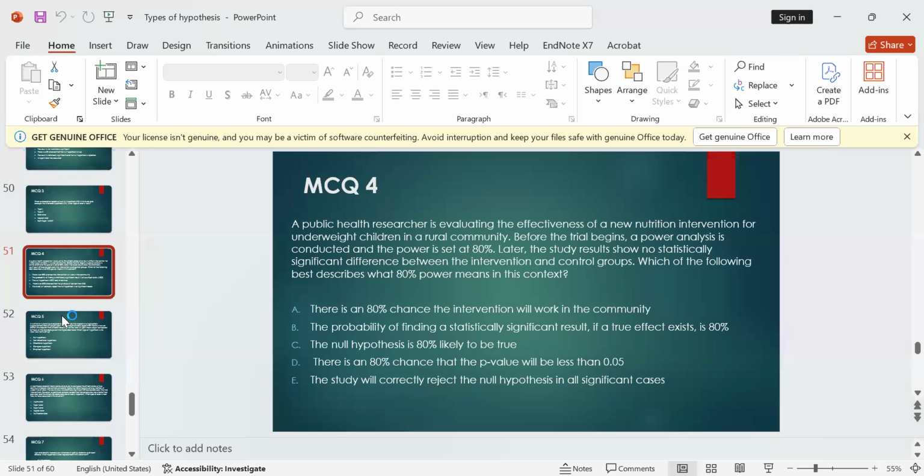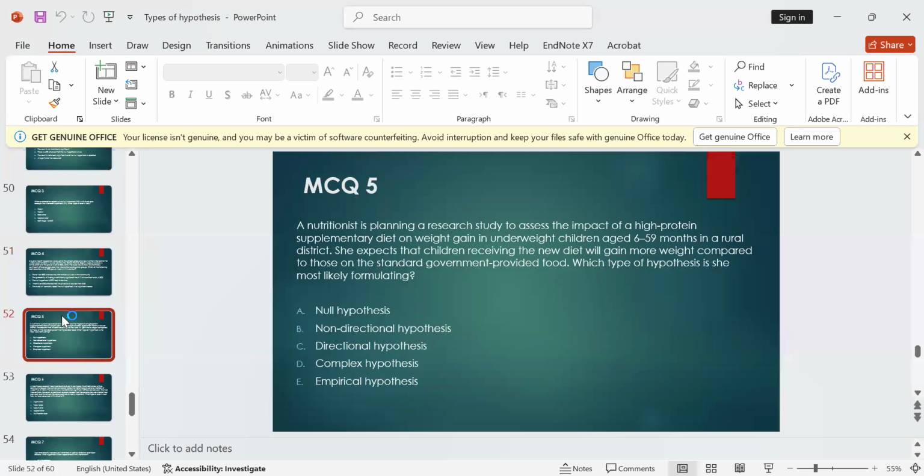MCQ number 5. A nutritionist is planning a research study to assess the impact of a high-protein supplementary diet on weight gain in underweight children aged 6 to 59 months in a rural district. She expects that children receiving the new diet will gain more weight compared to those receiving the standard government-provided food. Which type of hypothesis is she most likely formulating? A, null hypothesis, B, non-directional hypothesis, C, directional hypothesis, D, complex hypothesis, or E, empirical hypothesis.